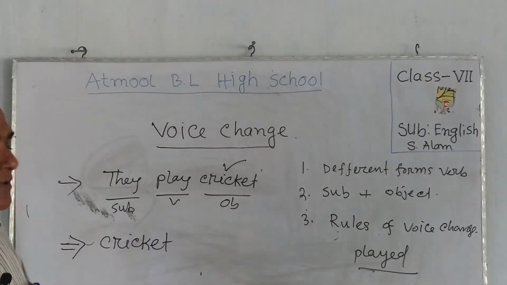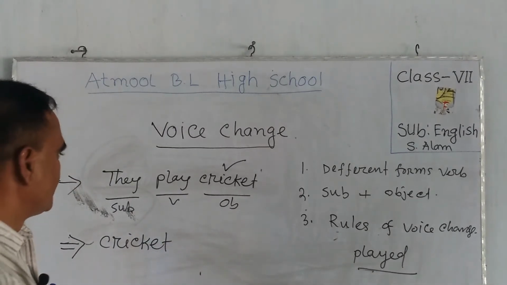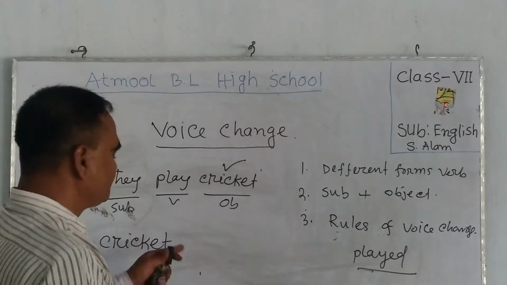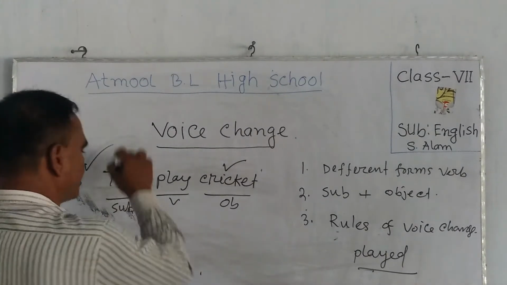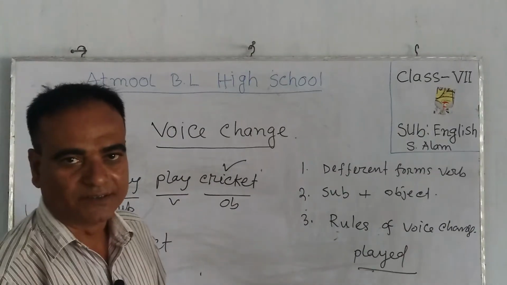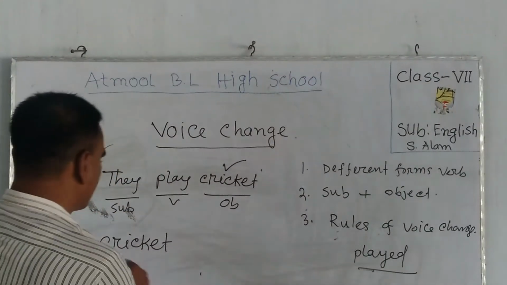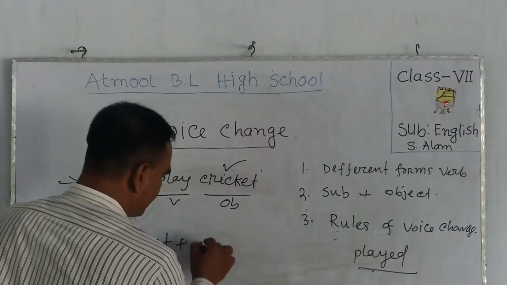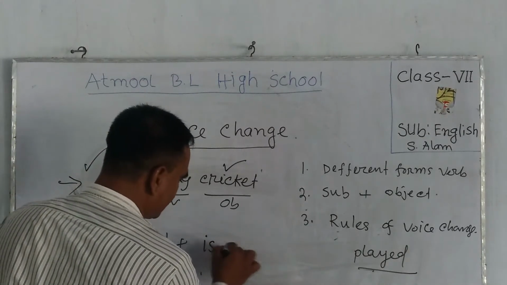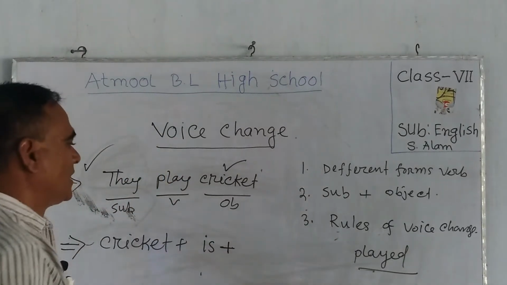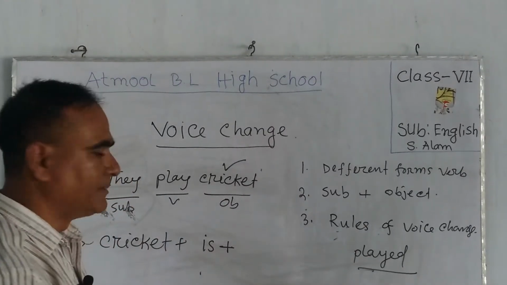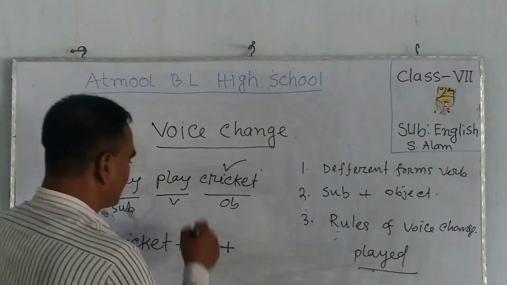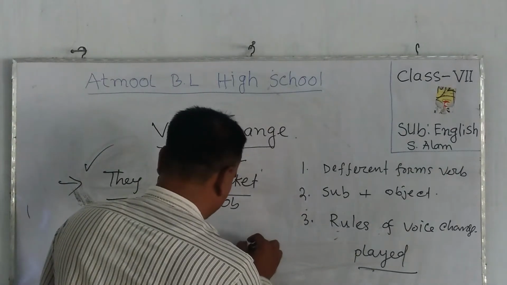Then we have to use the auxiliary verb according to the tense. If the tense is present indefinite, so you will use am, is, are as an auxiliary verb. Then we will use cricket is. Cricket is, plus then we have to write the past participle form of the main verb. The past participle form of the main verb is played. So cricket is played.